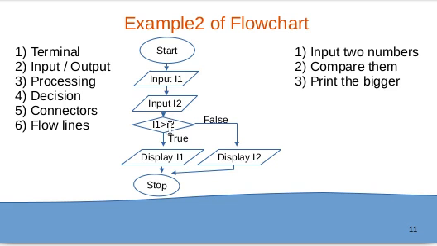If I1 is greater than I2, it is true, then it will display I1. Or if I1 is not greater than I2, that means I1 equal to I2, or I2 is greater than I1. So in both of these cases it will be false, so it will display I2. And finally stop, it is the terminal. So in this way we can use the decision symbol. So I have shown you two examples of flowchart.